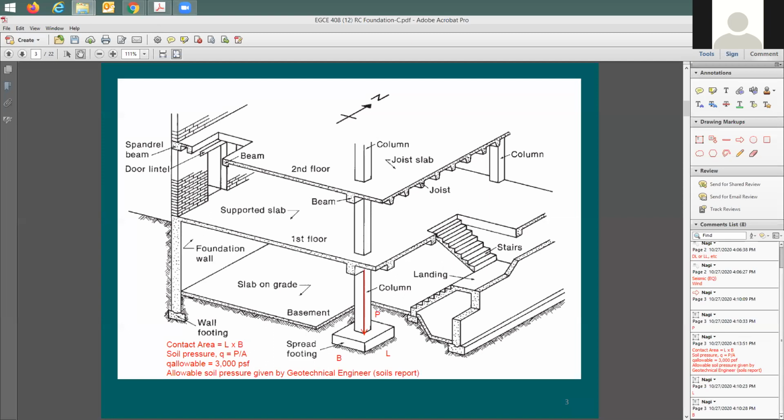Have you guys all taken soil mechanics? Yes. Has anyone not taken soil mechanics yet? I'm in it right now. Oh, you are taking it right now. Did you guys talk about the soil bearing pressure yet? I'm sure you should have, right? Yeah. Okay, give me a second.